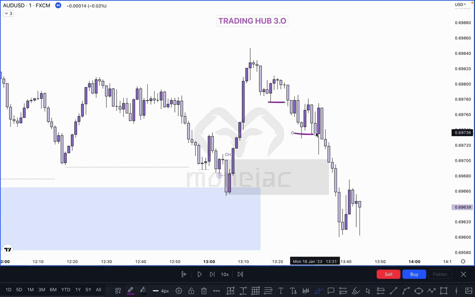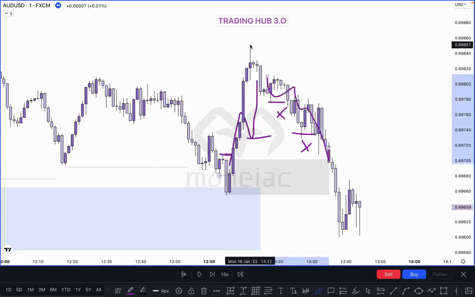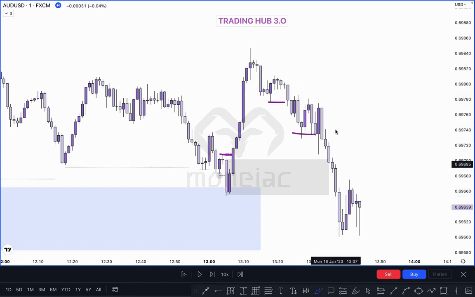Inducement is not on the right side. Inducement is always on the broken side. This side has the broken structure, so you will see inducement on this side. Okay, this is not inducement. These are internal structure between this high and this low. So this is not a valid structure for a buy, and you don't need to buy here.